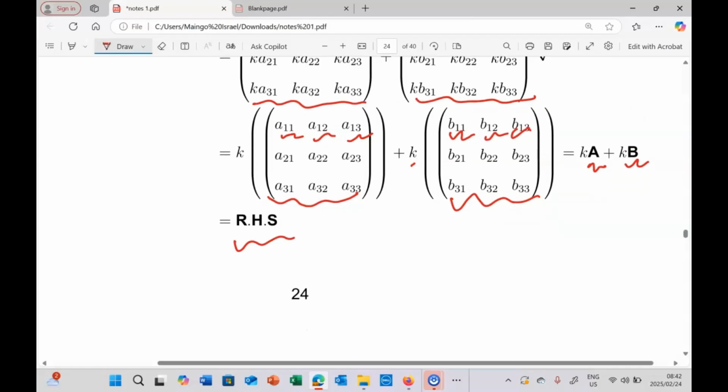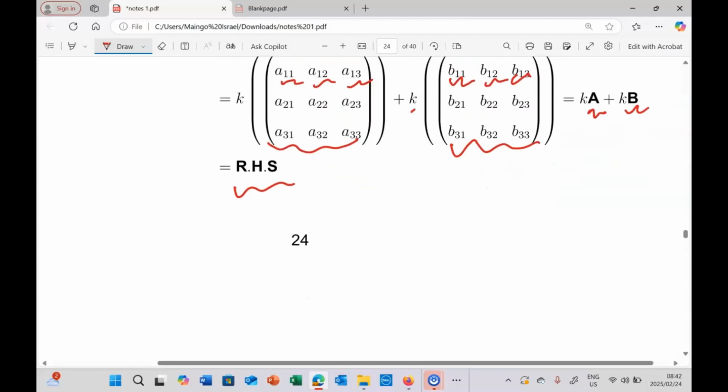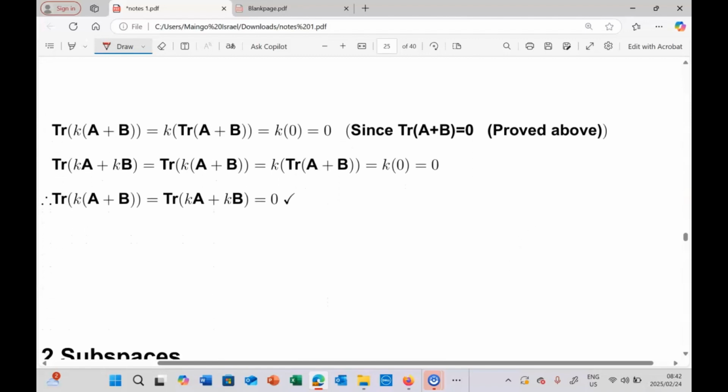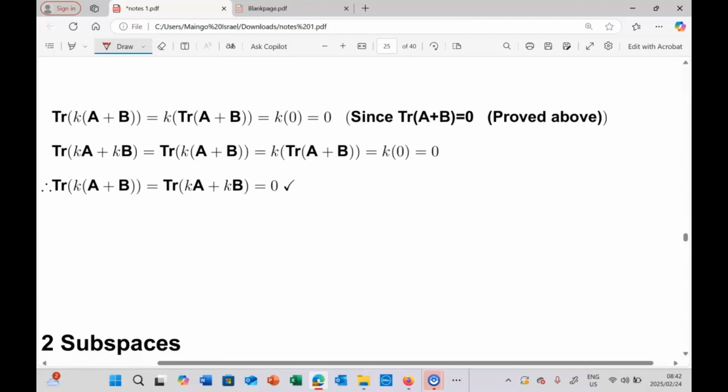We've proven that, but we're not done because we need to prove the other condition. This is the condition that we need to show, the trace one. We need to show the trace of kA plus B. So the trace of k into A plus B is equal to, because k is a constant, we can take it out, k times the trace of A plus B, but we know the trace of A plus B is 0. We've proven it above. So this is just k times 0, which is just 0.